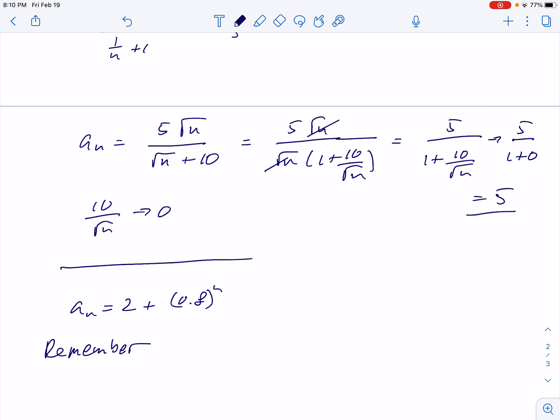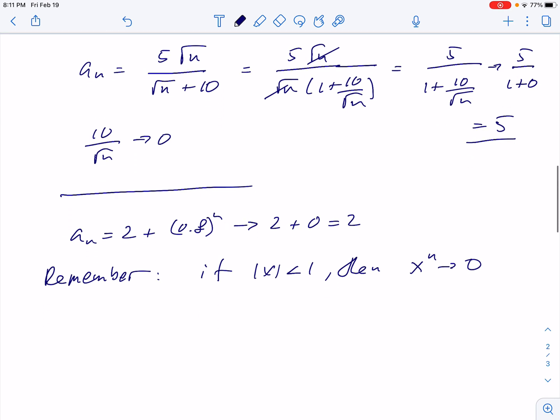Remember this. If x is whatever number with absolute value less than 1, then the consecutive powers approach 0. And here we have a number 0.8, which is obviously less than 1 in absolute value. The consecutive powers will approach 0, so we can tell the limit immediately. This will be 2 plus 0, which is 2. 2 converges to 2. It is a constant, it doesn't change. The limit of 2 is 2.